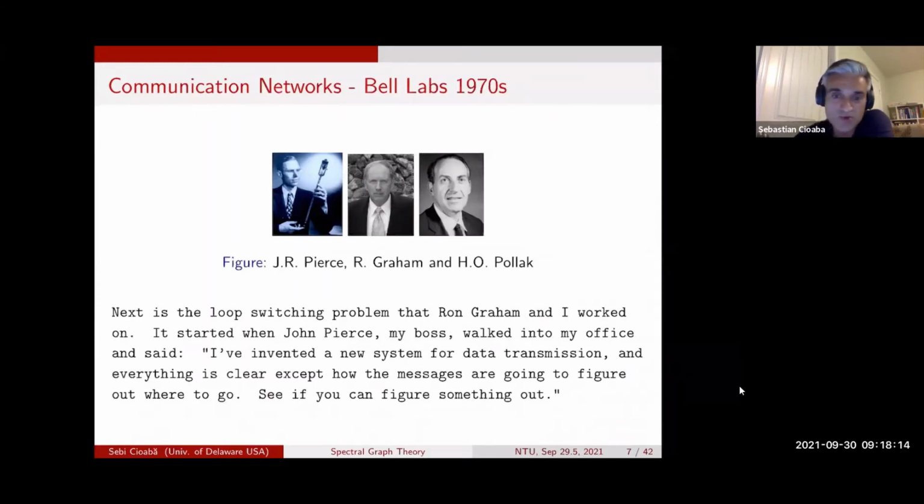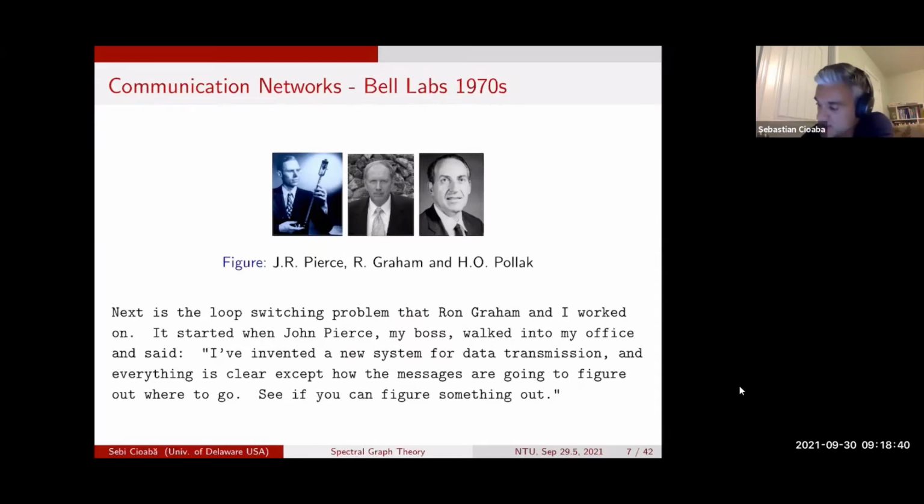So this is a quote from an interview with Henry Pollak. Ron Graham and Henry Pollak worked at Bell Labs in the 70s, and their boss was J.R. Pierce. And they were talking about some system of data transmission. So Graham and Pollak actually wrote 2 papers on this subject in the 70s. They're online and you can read them. So this is a quote about this system of data transmission.